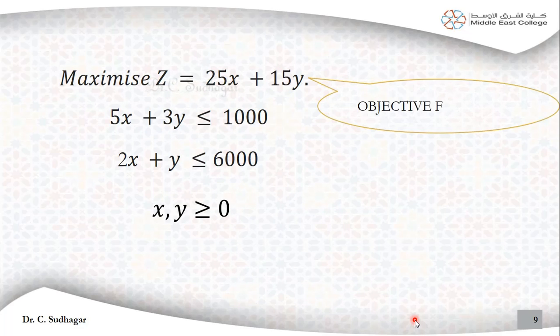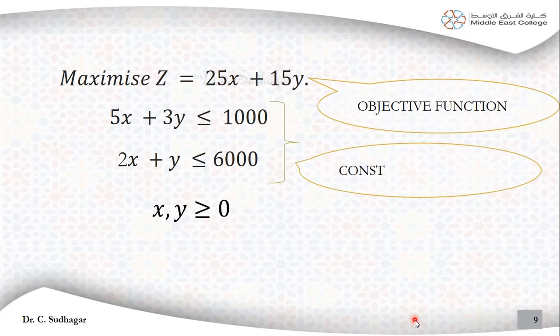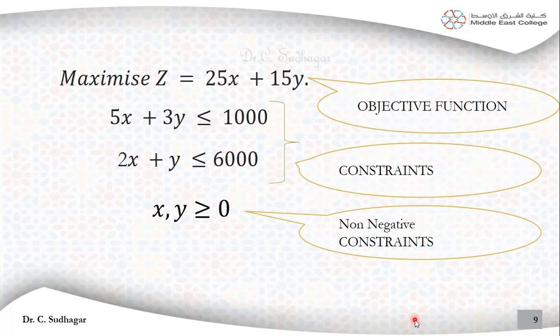The first one we call the objective function, that is the aim of the company. The second two are called the general constraints. The third one is called the non-negative constraint. So the given situation has been completely converted into a linear mathematical model. This is the required linear programming problem. Hope you understood that. Let us do some more questions in the next classes.